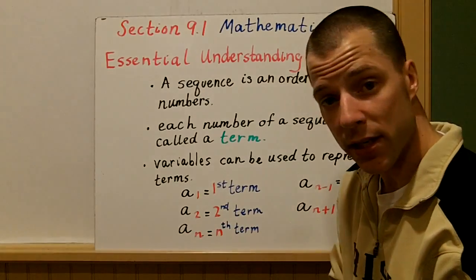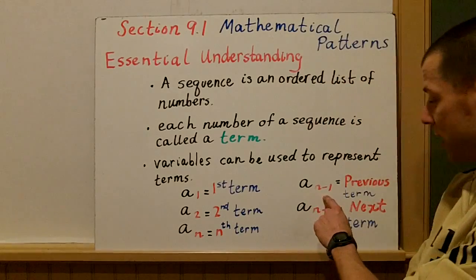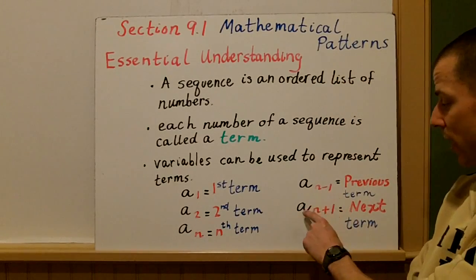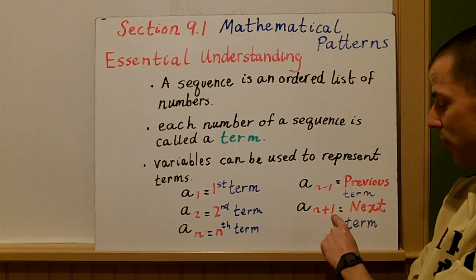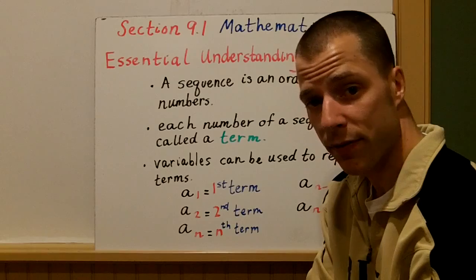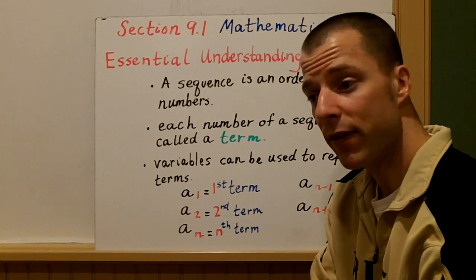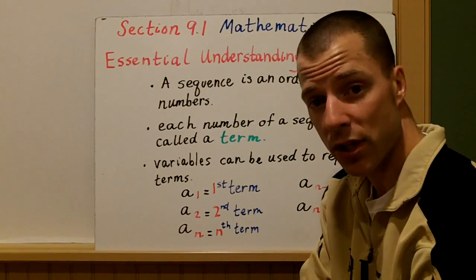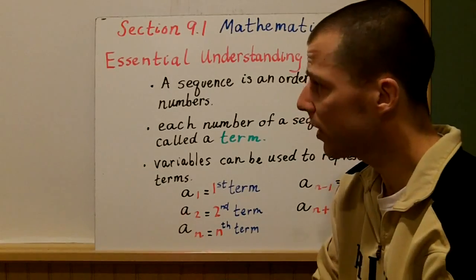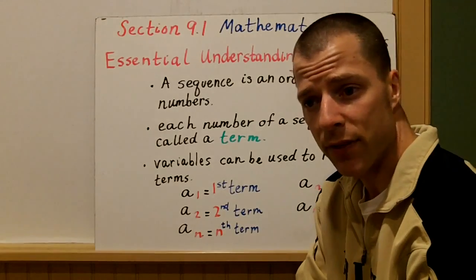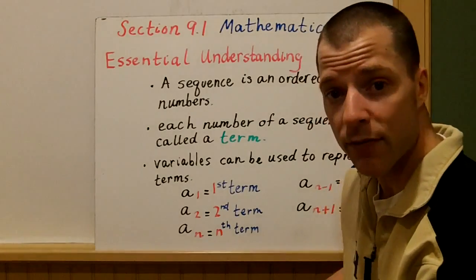We can also look at different terms, such as a sub n minus 1, that's the previous term, and a sub n plus 1, that's the next term. So what we're going to do is look at 4 different examples, and we're going to try to find some missing terms, write equations or write rules for each of these. And what we're really going to explore in this next little part is two different types of equations that we can write: explicit versus recursive.